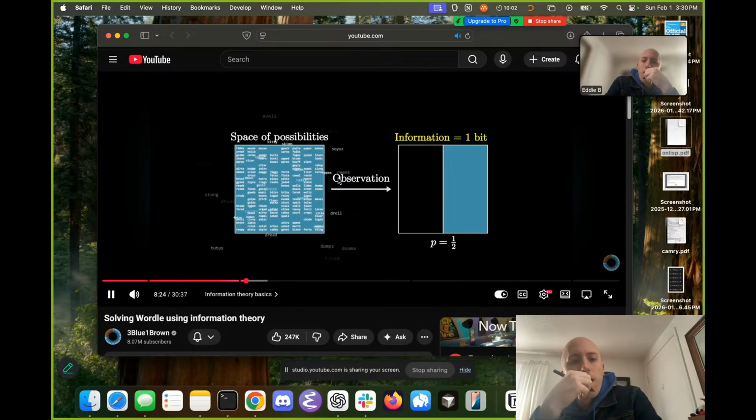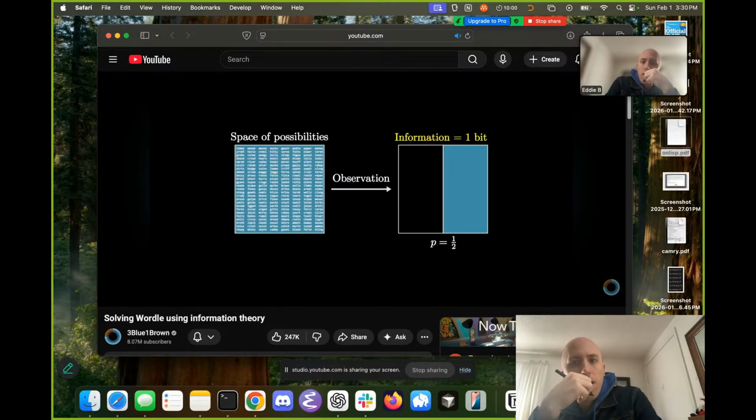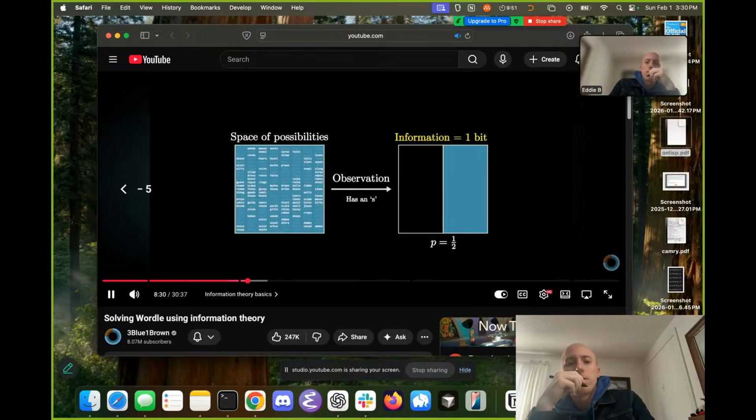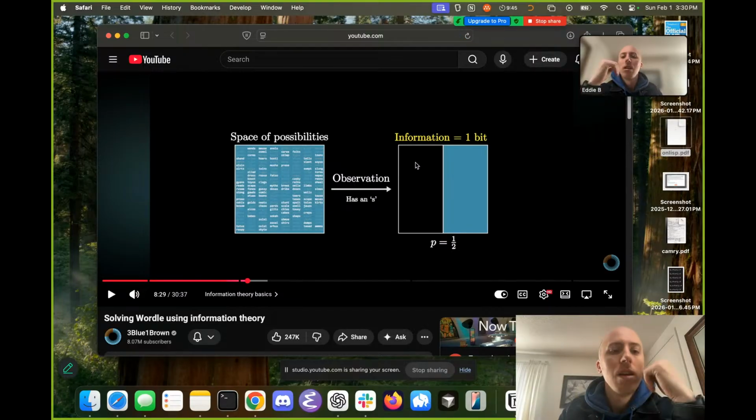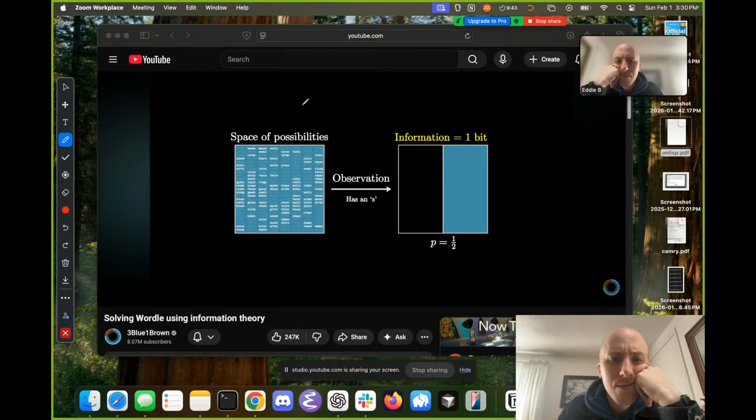In our example, the space of possibilities is all possible words, and it turns out about half of the 5-letter words have an S, a little less than that, but about half. So that observation would give you 1 bit of information. So basically, if we guess an S, that's 1 bit of information right there.